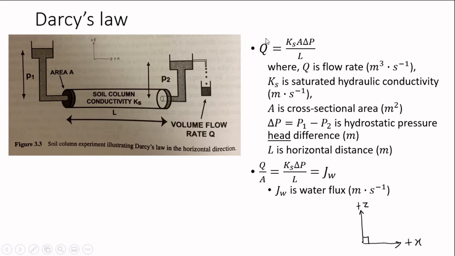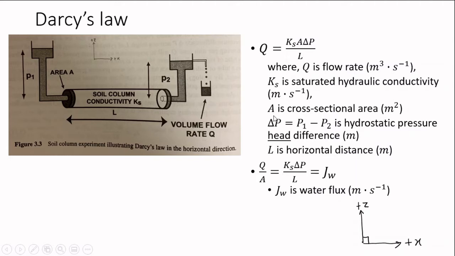So the flow rate is equal to Ks, the saturated hydraulic conductivity, times the cross-sectional area A, times the difference of P. The difference of P is actually P1 minus P2, the hydrostatic pressure, in head difference, and L is the horizontal length of the soil column. So Q is the flow rate, in meter cube over second. Okay, it's measured by using the graduated cylinder that measures the water leaving the reservoir at the right side.